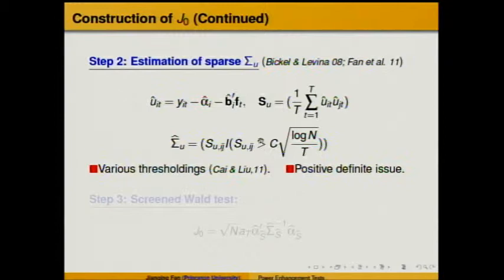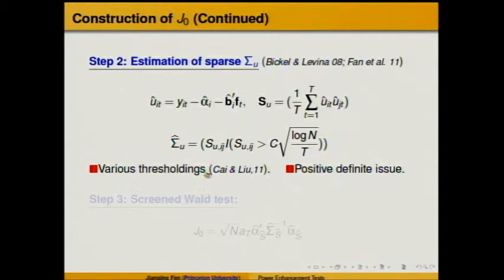Then the second step is you are estimating the covariance matrix of idiosyncratic errors, right? After you run regressions, you get residuals for each individual asset at time t. And then you construct the sample covariance matrix based on those idiosyncratic errors. And then finally, you do a very simple thresholding principle. That is, if the correlation is less than certain values, you threshold it to zero, otherwise you keep it. There are a couple of different thresholding principles here.